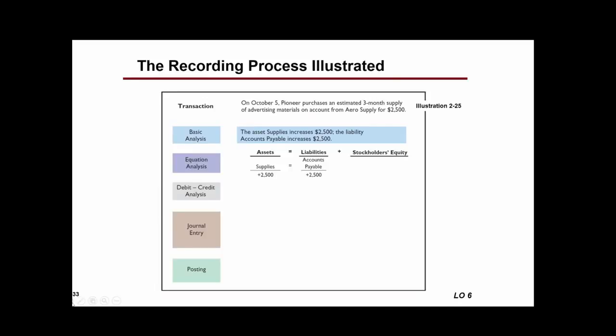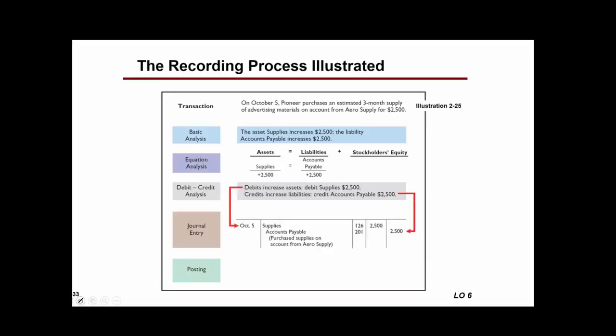Now, debit and credit analysis. The asset supplies increase. So what do we do? We debit supplies, we credit accounts payable. The liability, when it increases, we credit that liability. Once again, as you can see, we always have debit equal to credit for every transaction. Okay? And then we post it to the accounts, to each account.